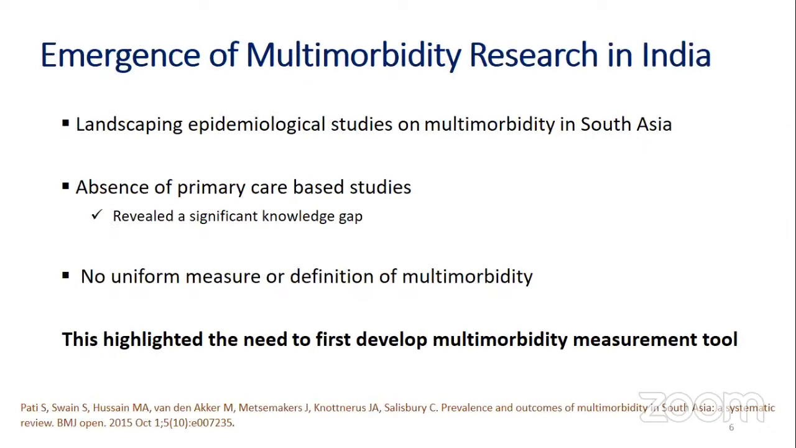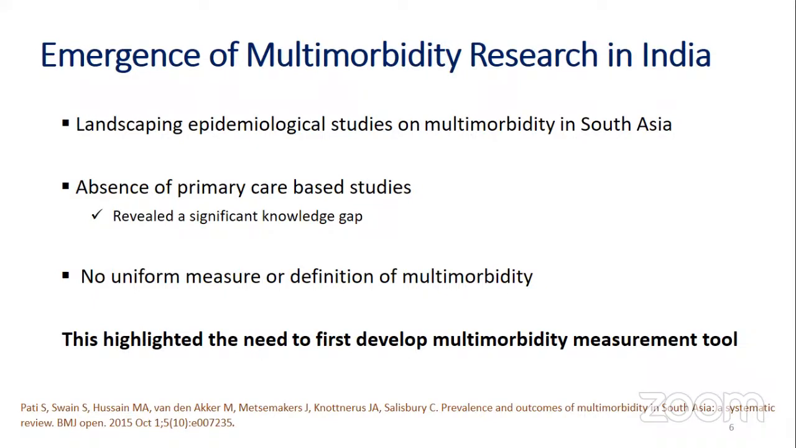Then let's talk about the emergence of multimorbidity research in India. One of the studies was done in 2015. It was a systematic review which landscaped all the epidemiological studies on multimorbidity in South Asia. That review found 11 studies in India, which were not specifically on multimorbidity. A few considered two or more conditions. Based on that kind of studies, we found only 11 studies.